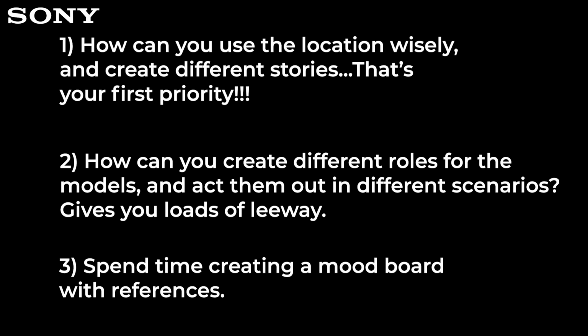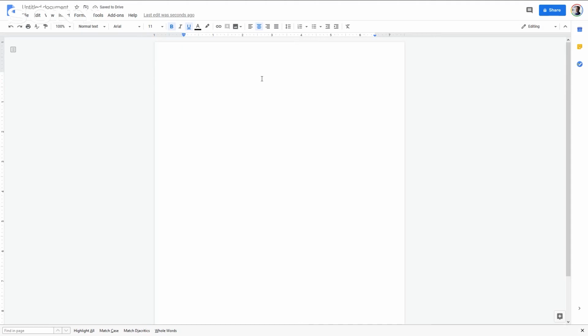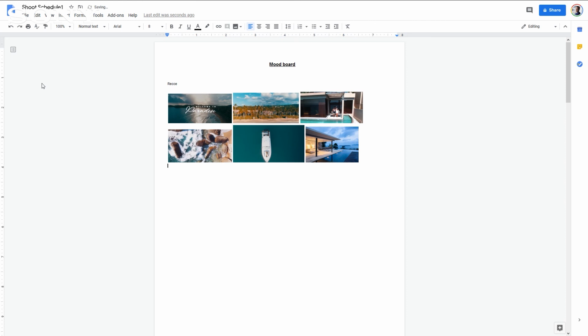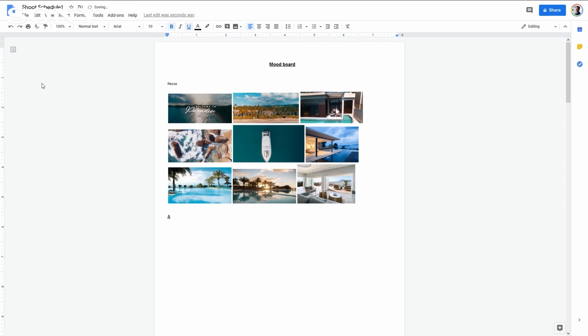Spend time creating a mood board with references. This will be your guiding light throughout your planning process and will be your ideas book to come back to during the shoot. I get immersed in visual references and combine that with the resources I have and what I like to shoot, and that's my starting point for any stock shoot.